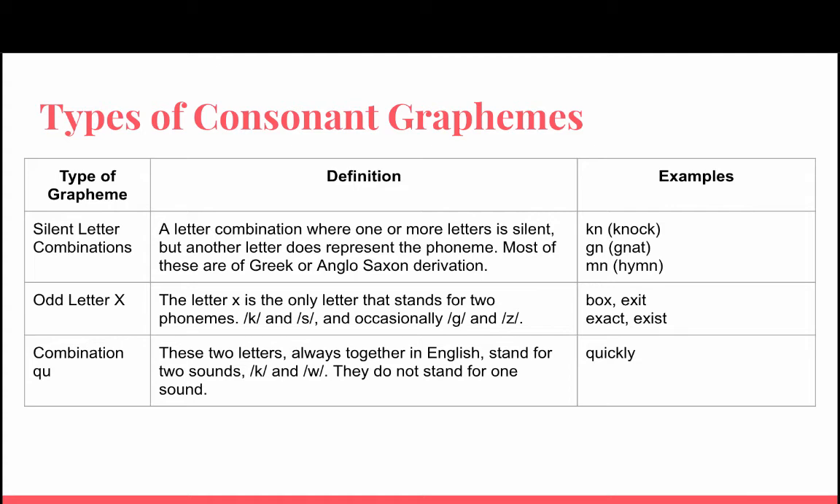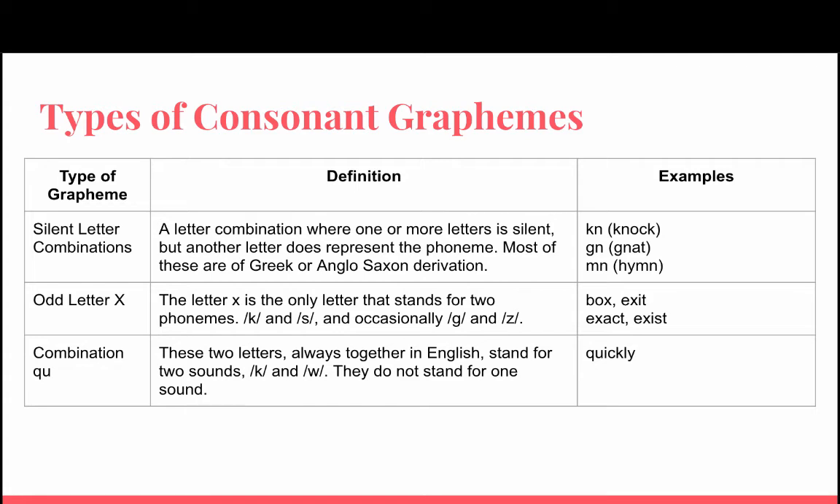We have the odd letter X. The letter X is the only letter that stands for two phonemes, k and s, and occasionally g and z, as in box, exit, exact, exist.